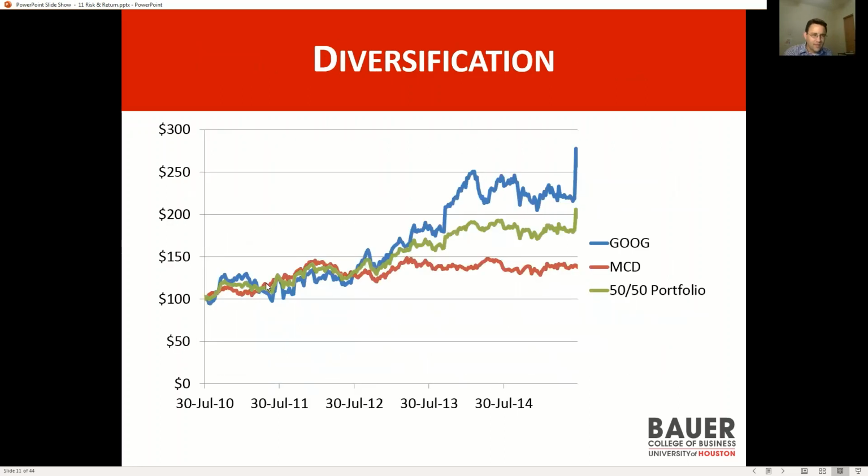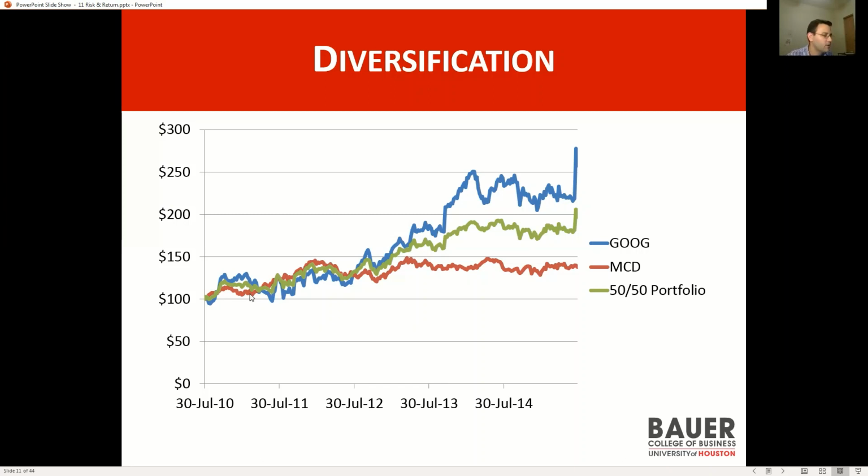To help us think about these different types of risks, I want to consider Google and McDonald's, and we'll think through the different things that can move the stock price for each company. And then we'll consider what happens if we take a 50-50 portfolio. The portfolio has, say, one share of Google and one share of McDonald's, or it's dollar weighted, so maybe $100 in Google, $100 in McDonald's.